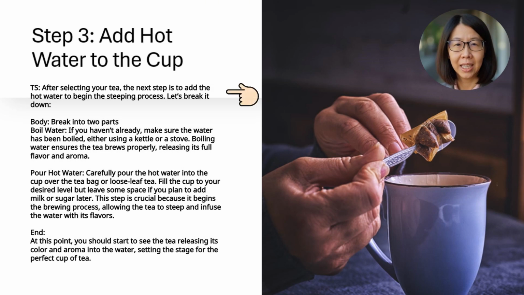After selecting your tea, the next step is to add the hot water to begin the steeping process. Let's break it down. Boil water. If you haven't already, make sure the water has been boiled, either using a kettle or a stove. Boiling water ensures the tea brews properly, releasing its full flavor and aroma. Pour hot water. Carefully pour the hot water into the cup over the tea bag or loose leaf tea. Fill the cup to your desired level, but leave some space if you plan to add milk or sugar later.